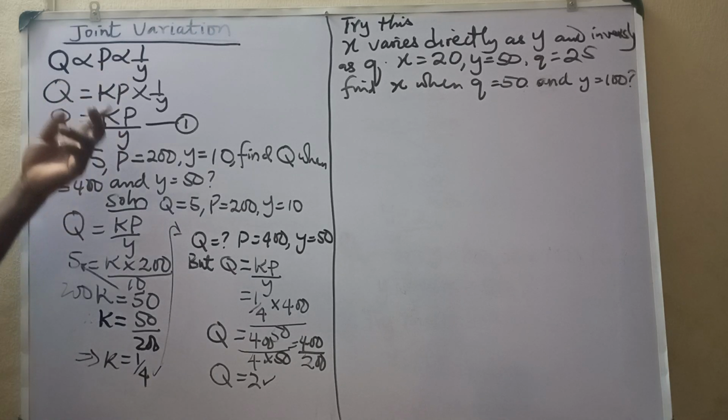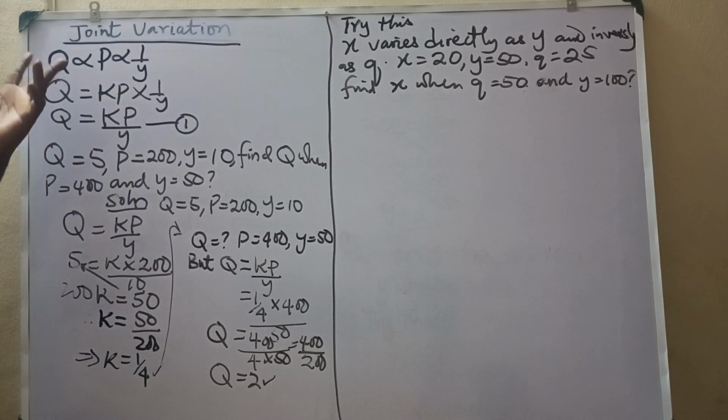Right, viewers, let's look at this question. Friends, quite simple. So we're already in variation. Now we're looking at joint variation. Under the joint variation, it can be two quantities varying directly.